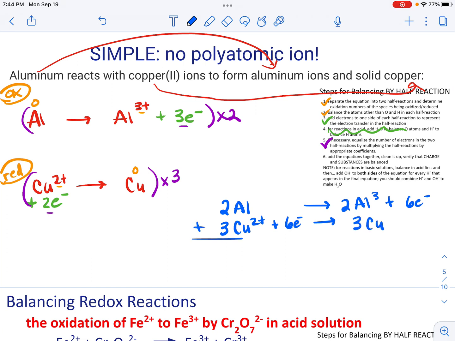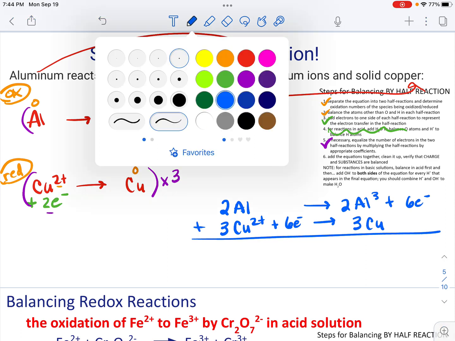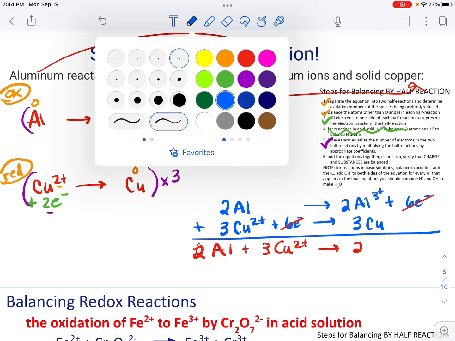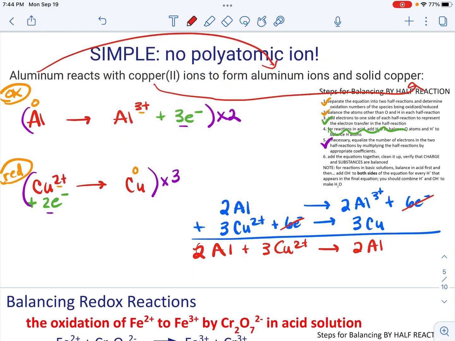So I'm going to add this the same way you add equations in math. Anything that shows up on both sides gets canceled. So the only thing that's in common on both sides here is my 6 electrons. And when I add this up, I get 2 aluminum and 3 Cu2 plus yields, I missed a charge here, yields 2 Al3 plus and 3 Cu.